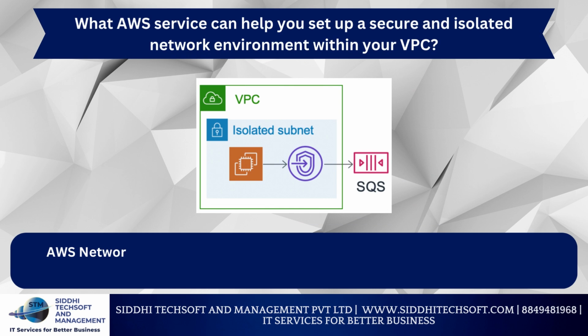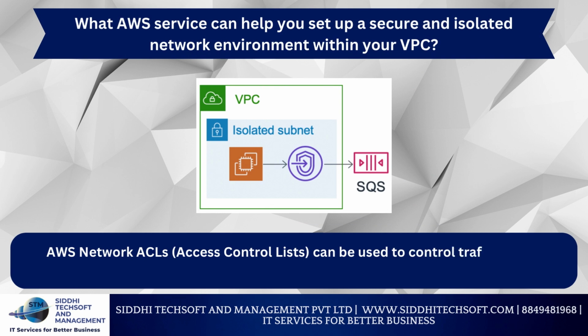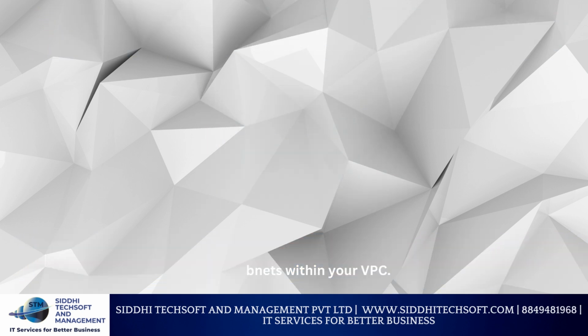What AWS service can help you set up a secure and isolated network environment within your VPC? AWS Network Access Control Lists can be used to control traffic to and from subnets within your VPC.